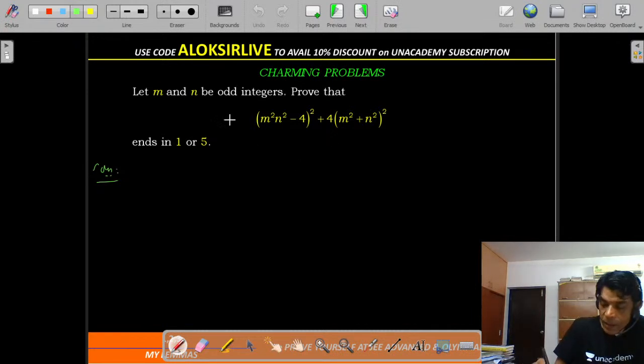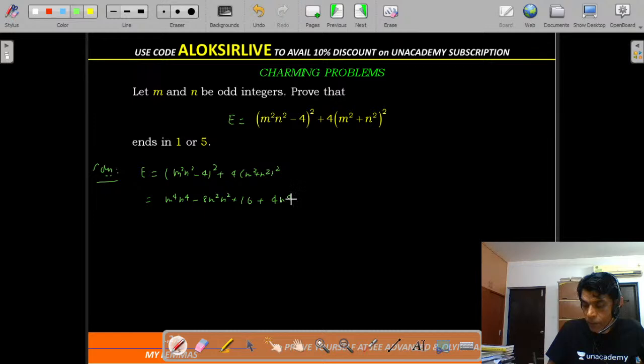So first, let me write it as E and try to expand it. Let's see what we get by expansion. You get (m squared n squared minus 4) squared plus 4 times (m squared plus n squared) squared. So you get m to the 4 n to the 4 minus 8 m squared n squared plus 16 plus 4 m to the 4 plus 8 m squared n squared plus 4 n to the 4. So these two terms cancel, and whatever you're left with is this one.